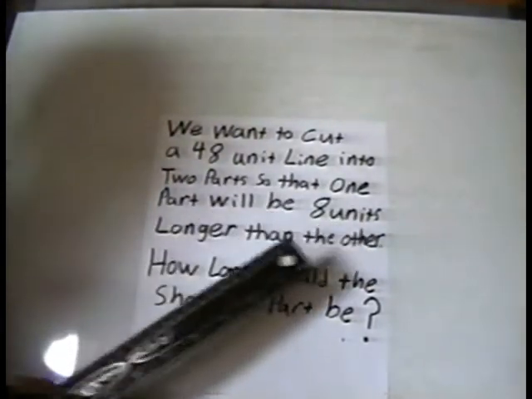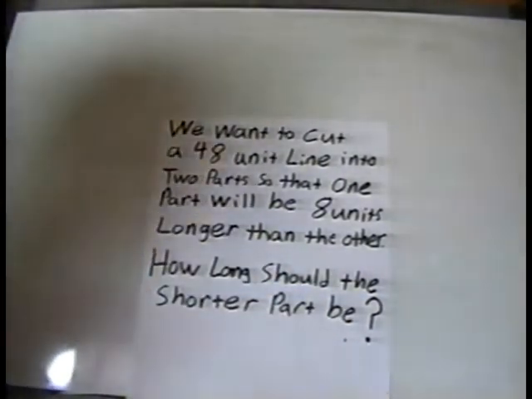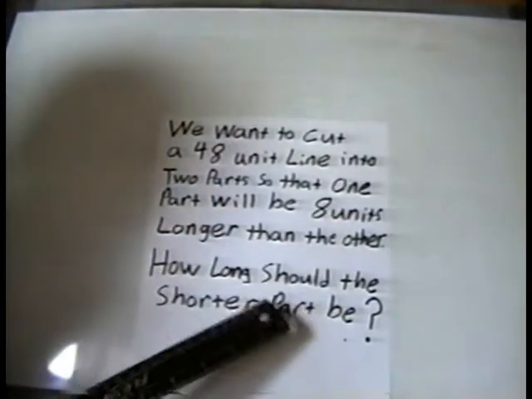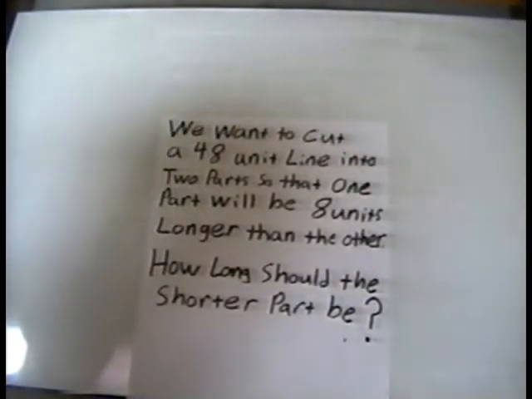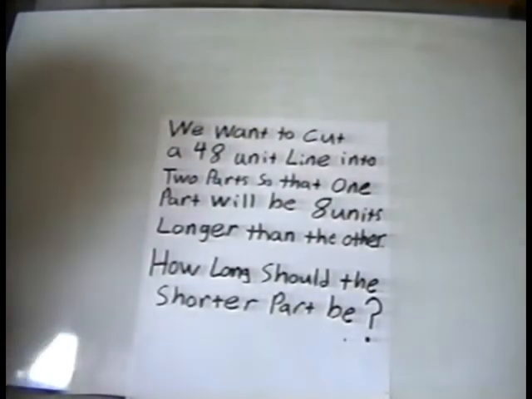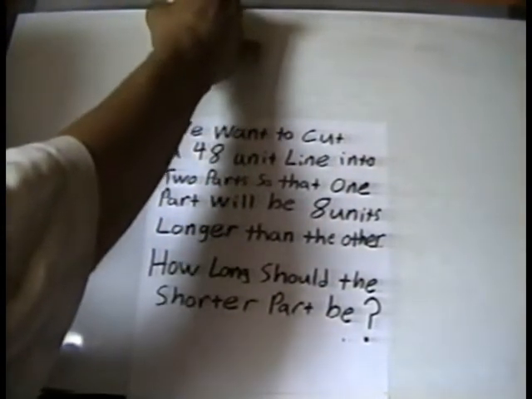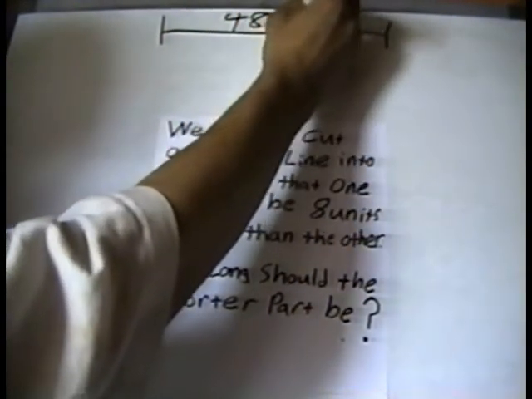Now here we have another word problem, because we want to cut a 48 unit line into two parts, so that one part will be 8 units longer than the other. How long should the shorter part be? Here the question we're asking is to find the length of a certain part. They're saying how long should the shorter part be. So the question can also be rephrased as how long is the shorter part.